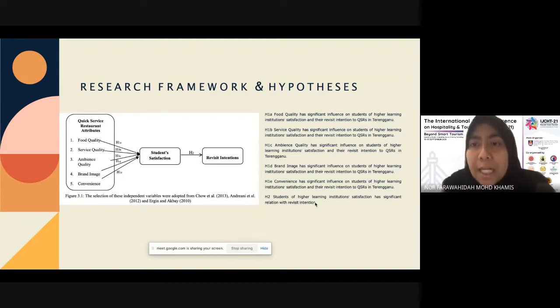As for the hypotheses, as you can see here, hypothesis 1A until E is that the quick service restaurant attributes have a significant influence on the satisfaction and revisit intention of students of higher learning institutions to a quick service restaurant in Terengganu, whereas hypothesis 2 is that the satisfaction of students of higher learning institutions has a significant relation with the revisit intention.